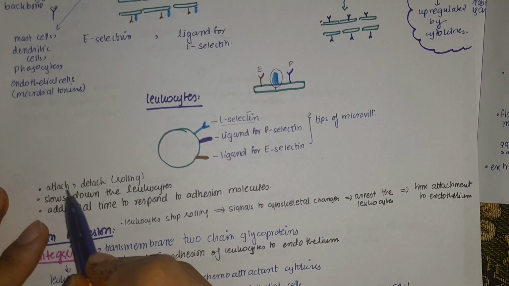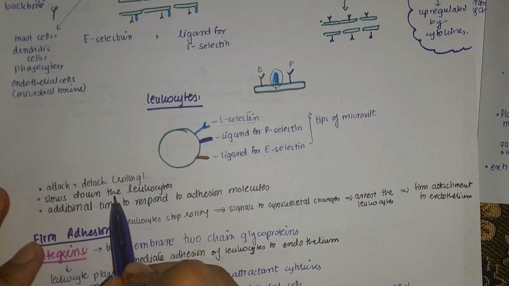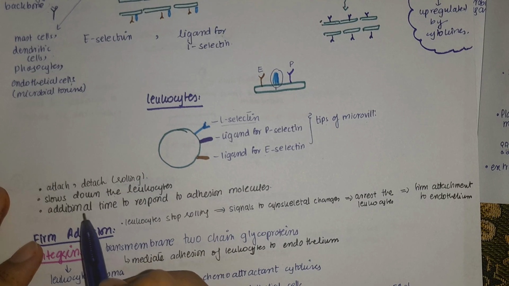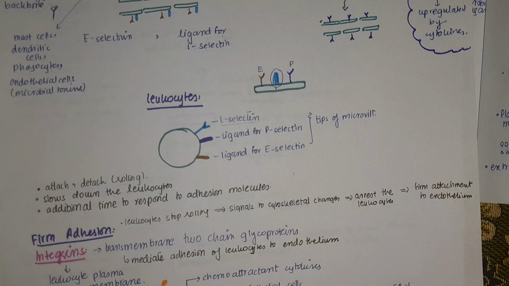This attachment, detachment, which is known as rolling, is important because it slows down the leukocytes and gives additional time to respond to the adhesion molecules, so that better quality leukocytes are selected to be thrown out of the vessel wall to the site of injury. So this is what happens.